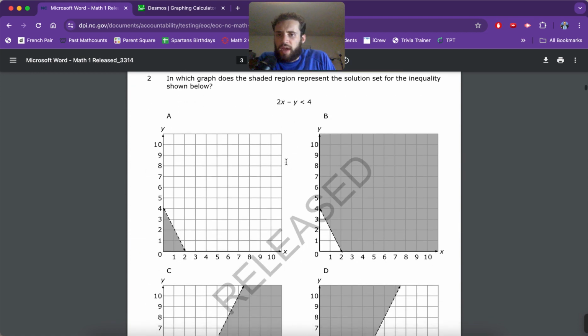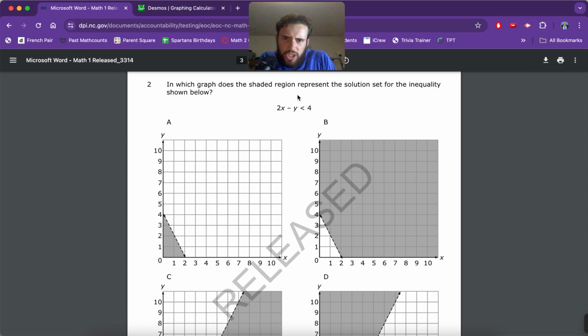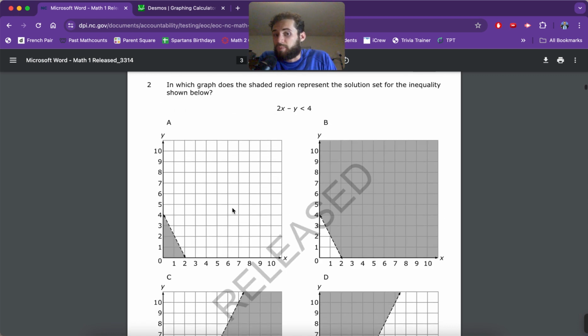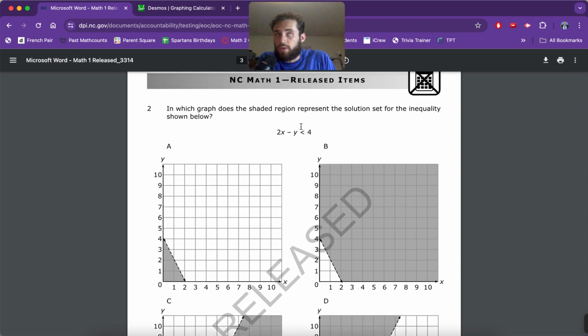All right, next we've got, in which graph does the shaded region represent the solution set for the inequality shown below? So with this, I had one kid who tried this problem. They said, well, it's less than, and you told me less than means shade down. So it's got to be one of the ones that are shading down, and then he narrowed it down to A and C. But the problem with that is you can't really look if it's less than or greater than until you have y alone.